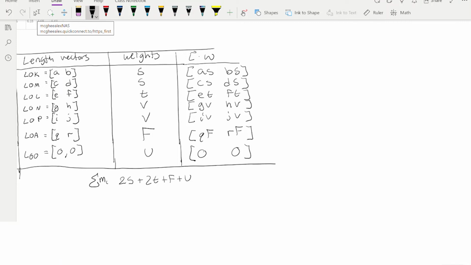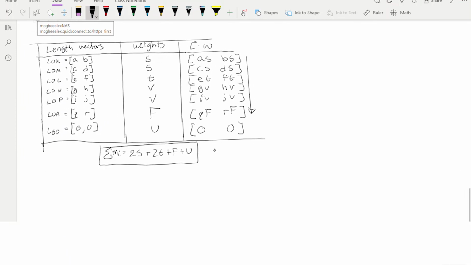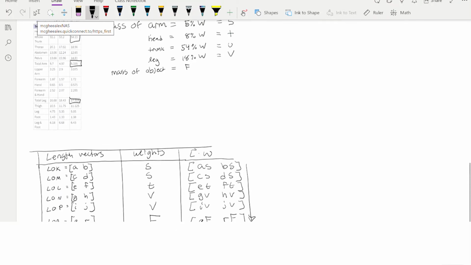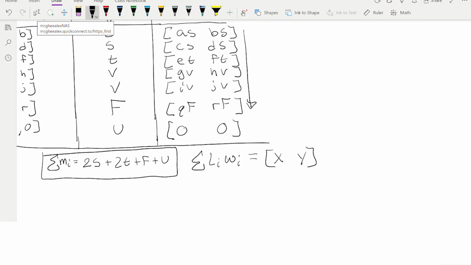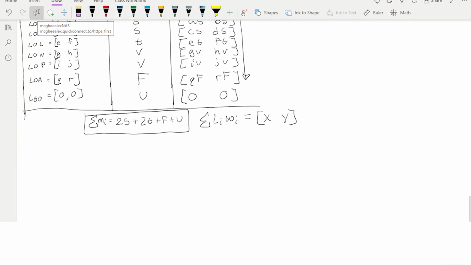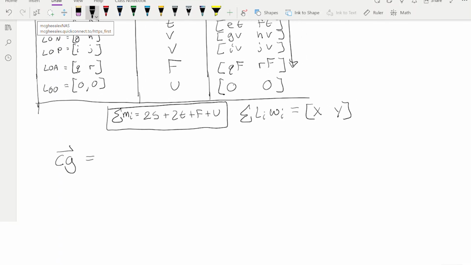Then we got to sum all these vectors into a final vector that is the sum of LiWi. Let's call that vector. What are our last two letters? We got U, V, W is already taken. We got X, Y. Well, that's convenient. All right. So now the center of gravity is a vector XY divided by 2S plus 2T plus F plus U. And that's big F. Put like a little mark on the end just to make sure you know it's not that little f.